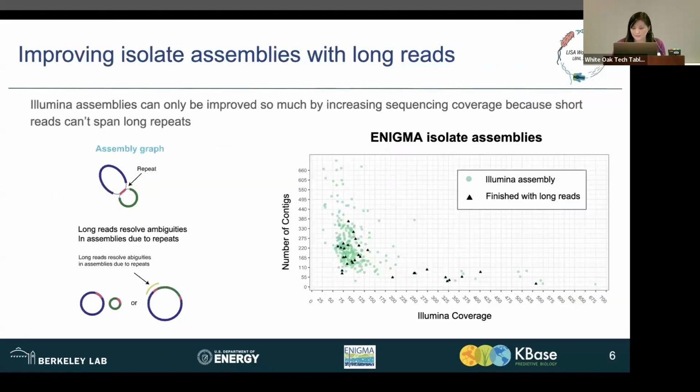And actually, I'm not showing it here, but the long read assemblies also tend to be longer than the short read only assemblies. So there's some repeats that are getting collapsed, or you're missing genes if you don't finish the assemblies.